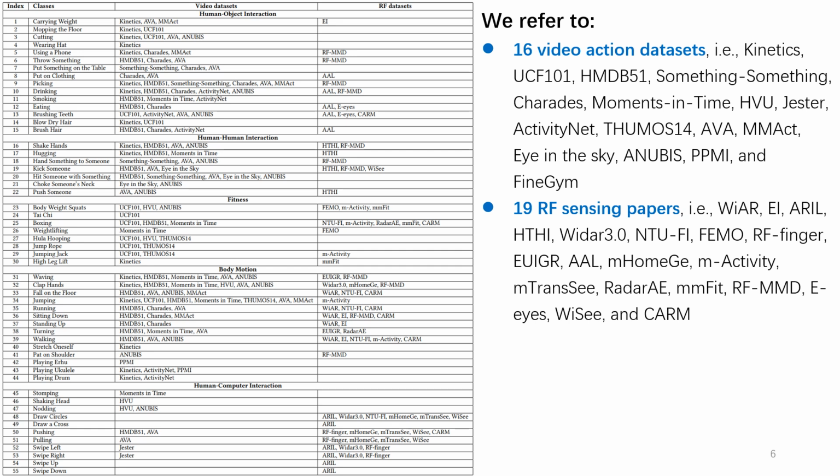RF sensing papers. From the video domain, we analyzed 16 key datasets, including well-known examples like Kinetics, UCF101, HMDB51, and Something Something, among others. In addition, we studied 19 RF sensing papers such as YAR, WITER 3.0, NTU-Phi, RF Finger, and EIs. By leveraging the knowledge from both AI and RF communities, we aim to design a comprehensive and scalable RF dataset that can handle a wide range of actions and real-world challenges.